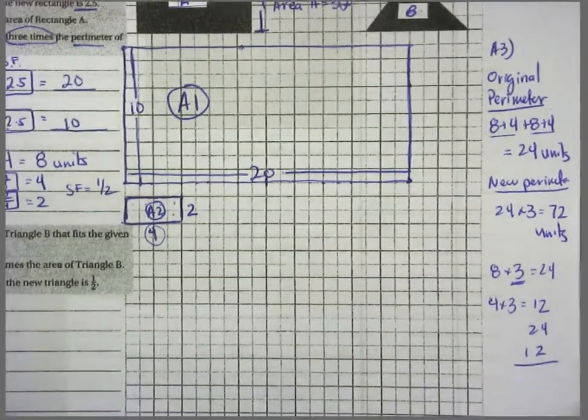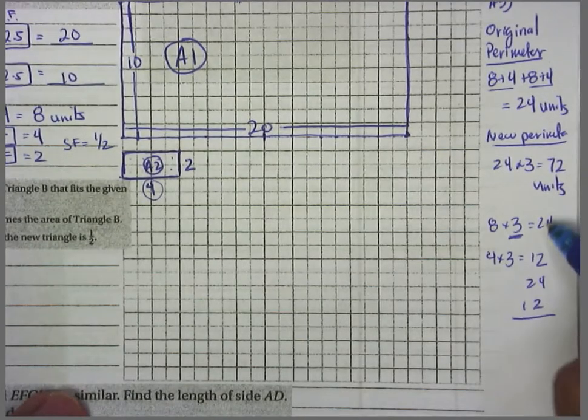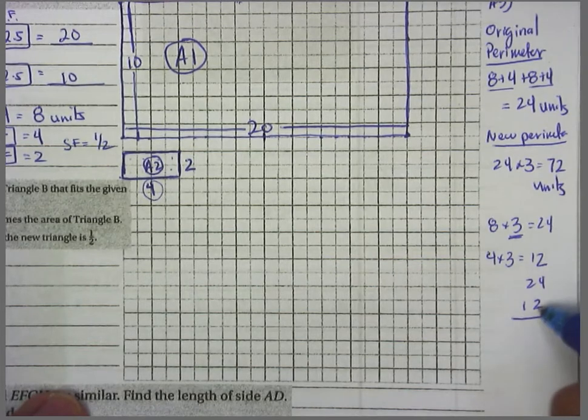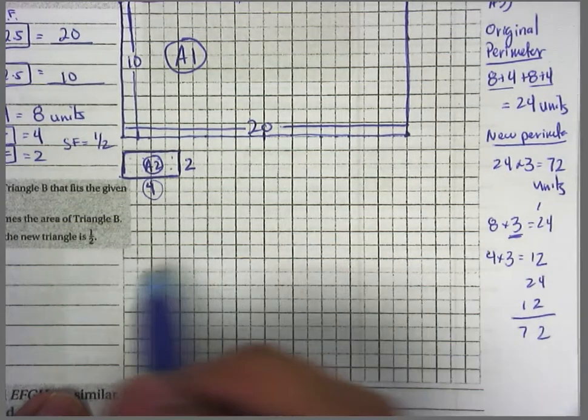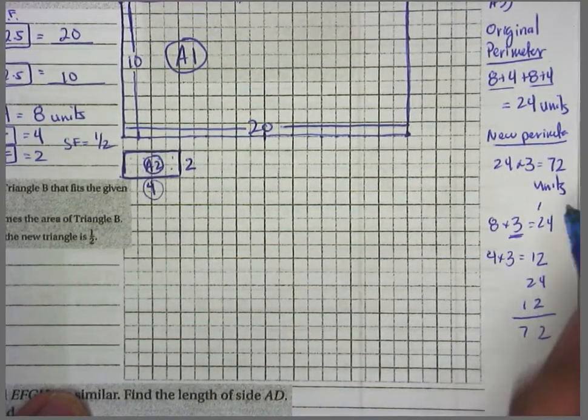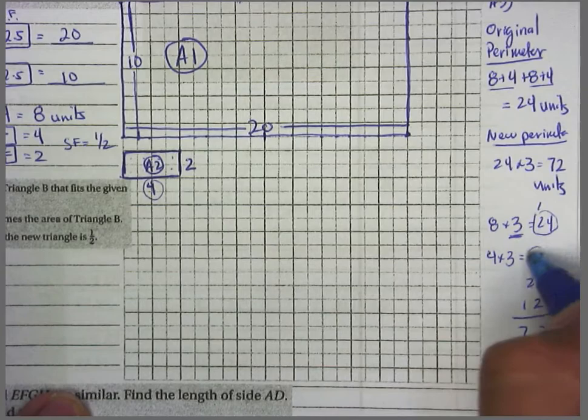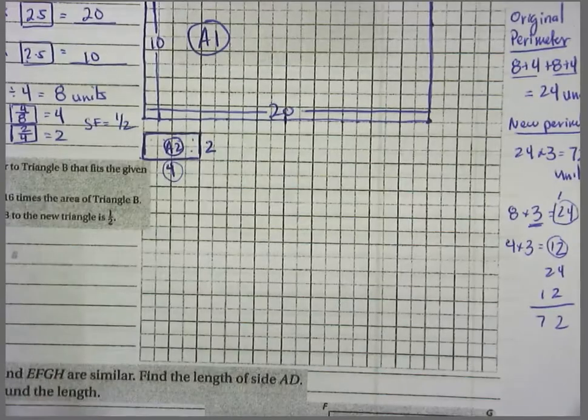If I add them all up, do we get 72? That's 8, 9, 10, 12. Carry the 1. 1, 2, 3, 4, 5, 6, 7, 8. 3, 6, 7. That's better. So I need to draw a 24 by 12. That's my dimensions.